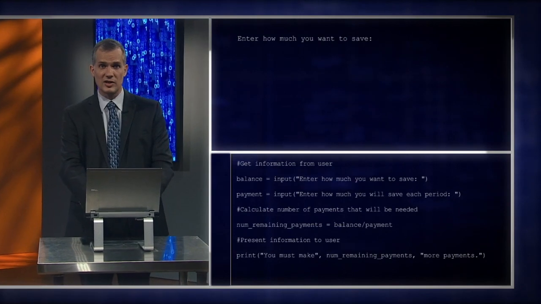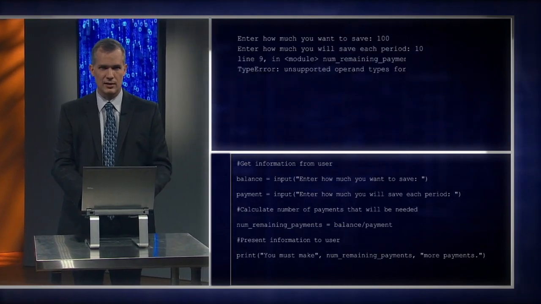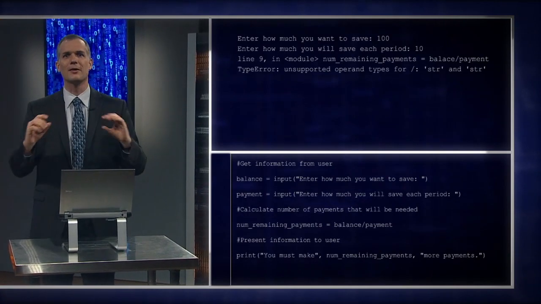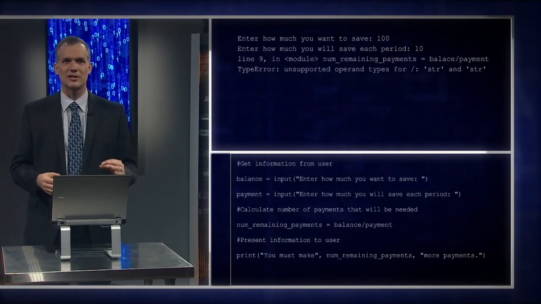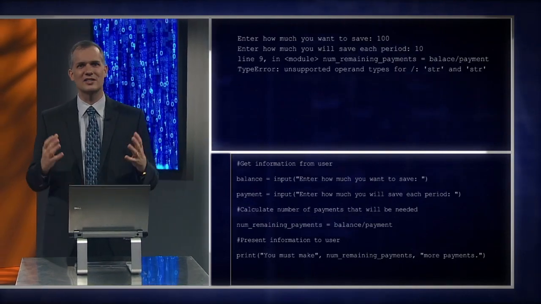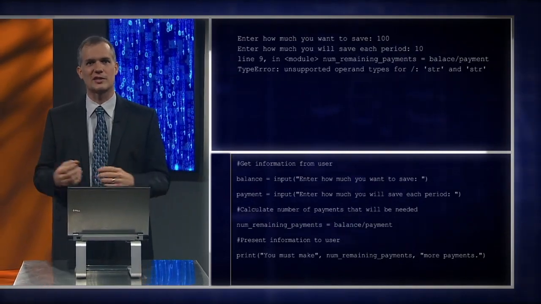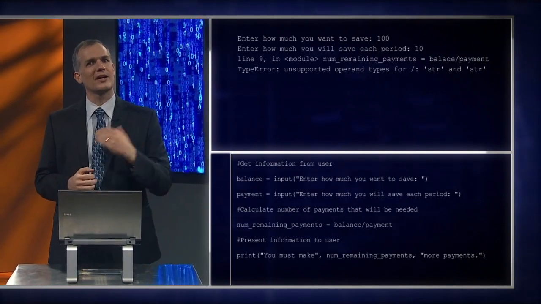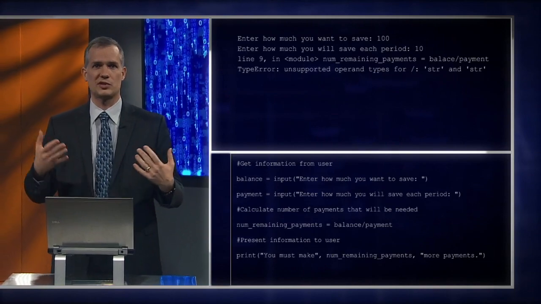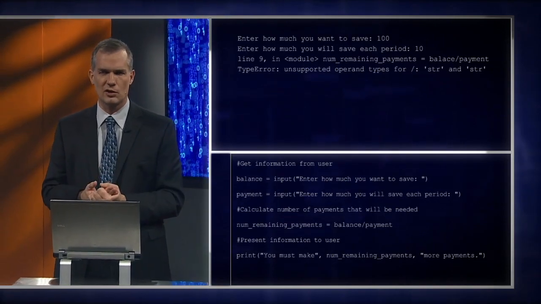If we run it, we type in 110 and another error. What's wrong with this stupid computer? Okay, let's see what the error says. It says line 9. That's the same one we just fixed. So why is it giving me another error for something I just fixed? Okay, I guess we better see the specifics. It says unsupported operand types for / str and str.